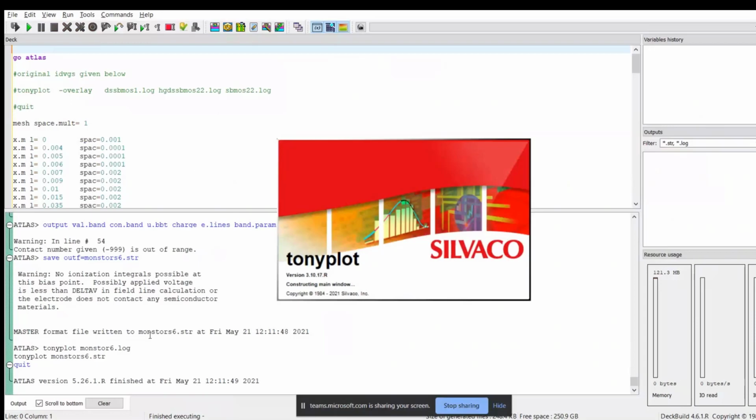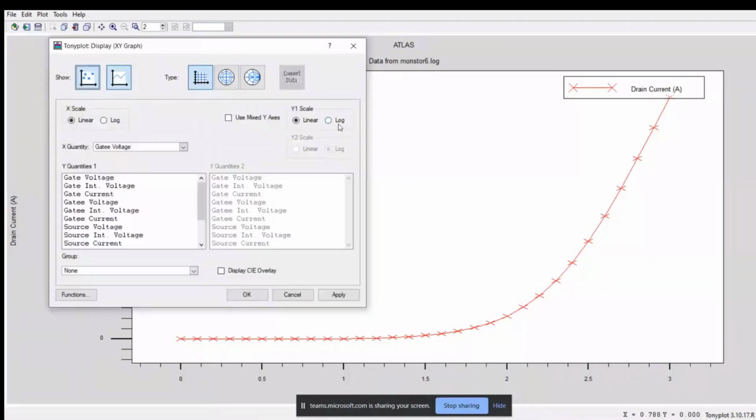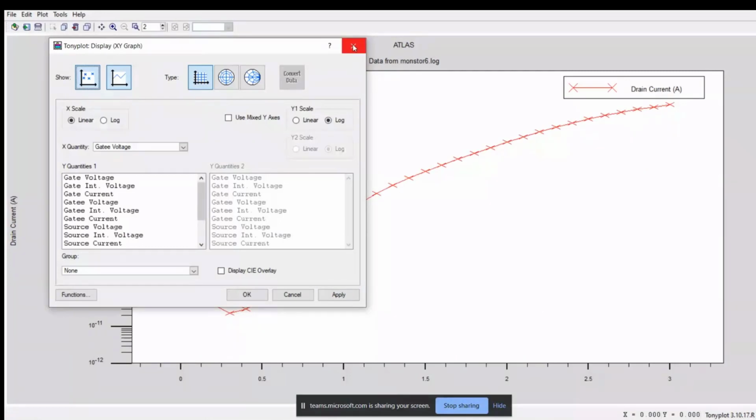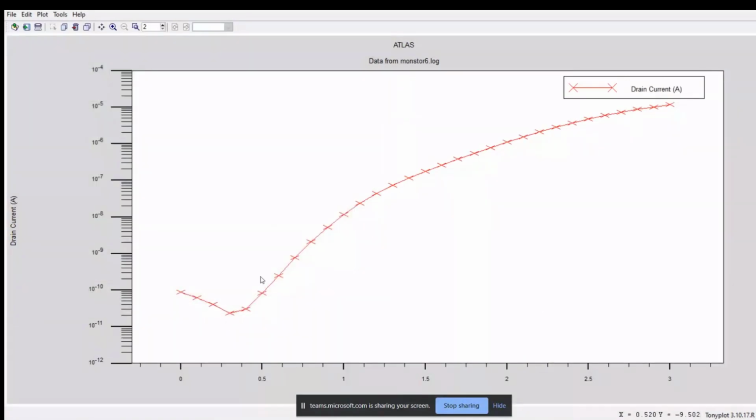So this is the IDVG graph. In this, it is in linear form. When I convert it into the log scale, it looks like this. As we can see, this IDVG graph starts with a reverse bias leakage current, and then after a certain critical gate voltage, it increases exponentially.